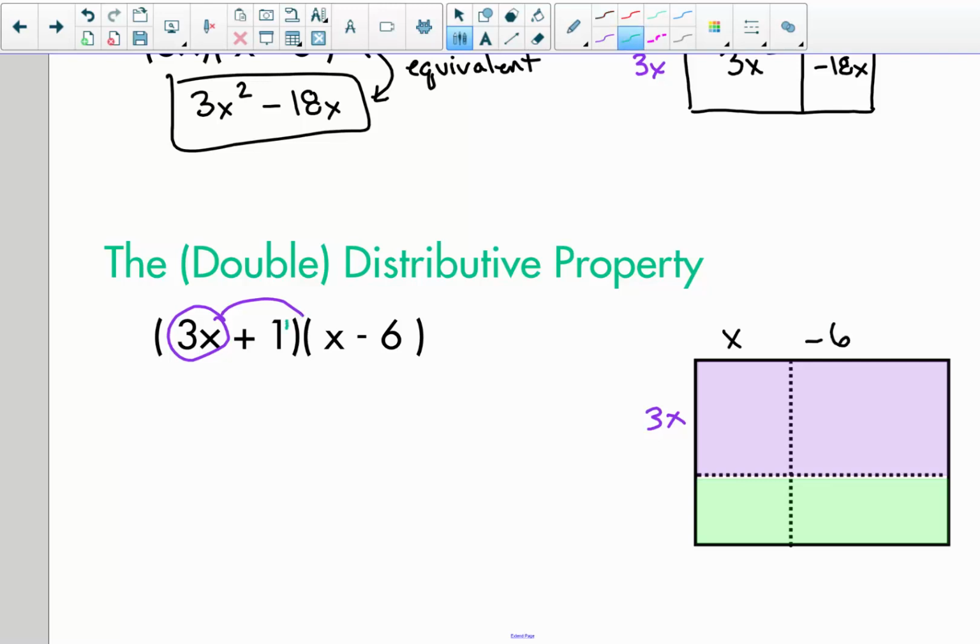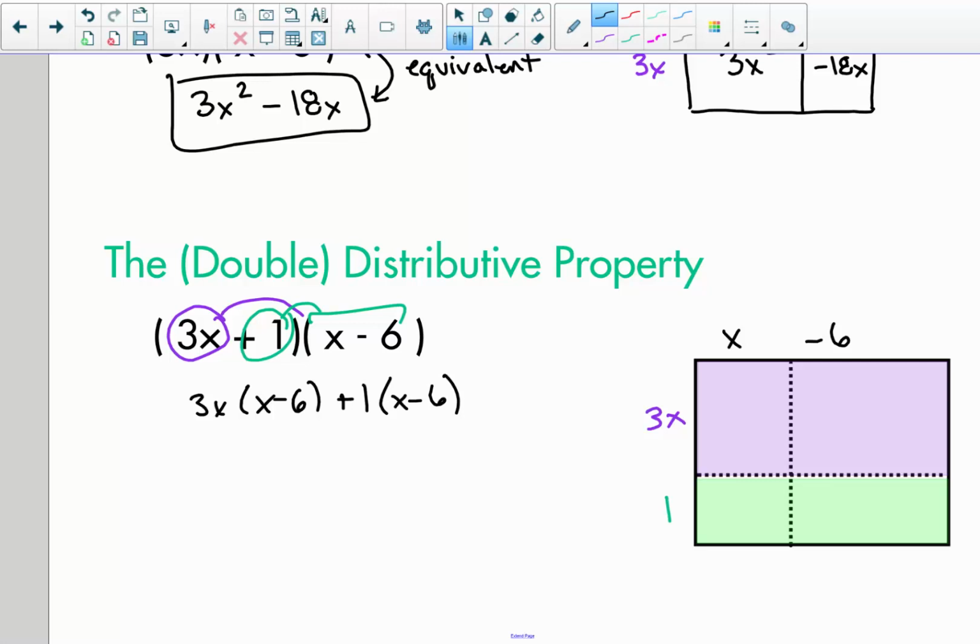And then you're going to have the same thing. This 1 is going to multiply, but it's going to multiply with the whole second binomial. So that would be 1 times x minus 6. And that's really all there is to it. So you simply write it out. 3x times x minus 6 plus 1 times x minus 6.